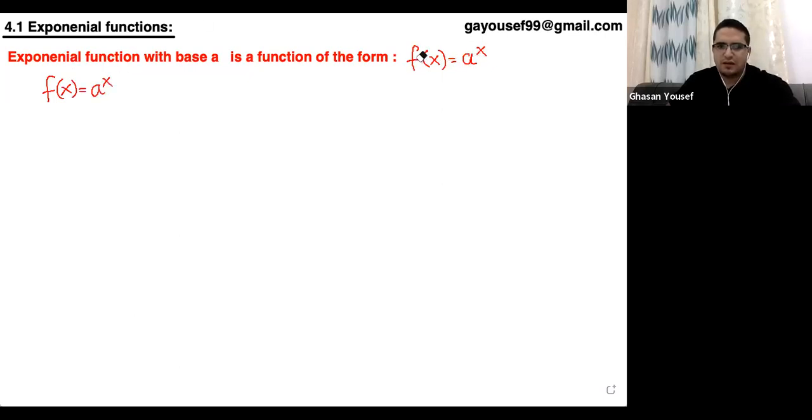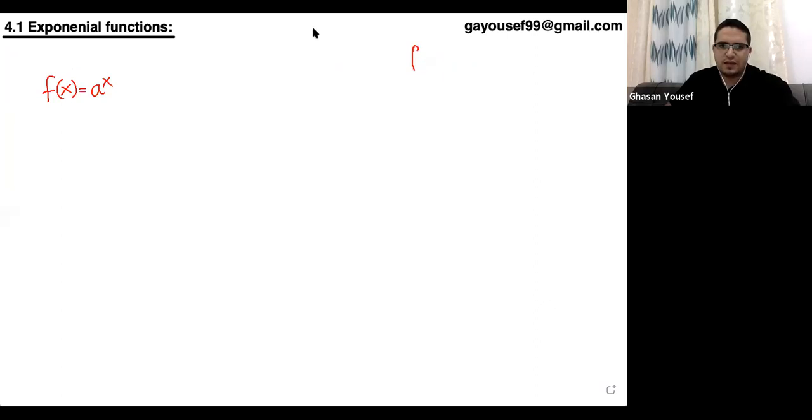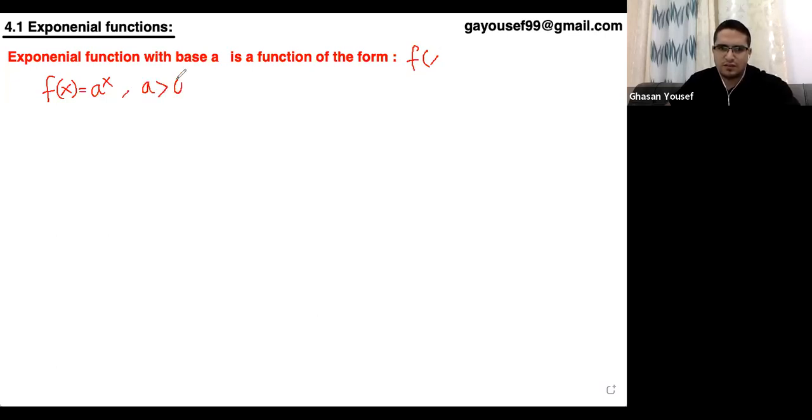We have some condition. Could a equal here this a? We have to know this a must be a positive number. A is greater than 0, and we should know also x here is a real number, belonging to the real numbers. But my question now, could a equal, for example, 1? Because 1 is greater than 0. f of x equal 1 to the power x. Could a equal 1 here?